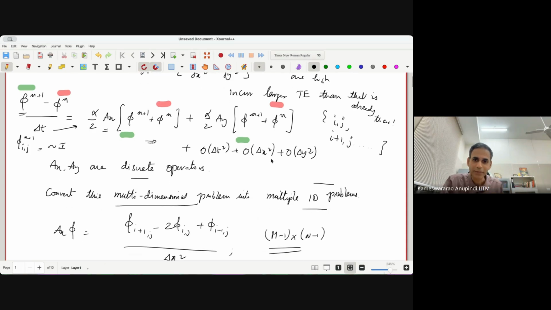Okay, fine. All right. So this is the order of accuracy. We have order delta x square and order delta y square coming from these two spatial derivatives, and this is because it is a Crank-Nicolson method.